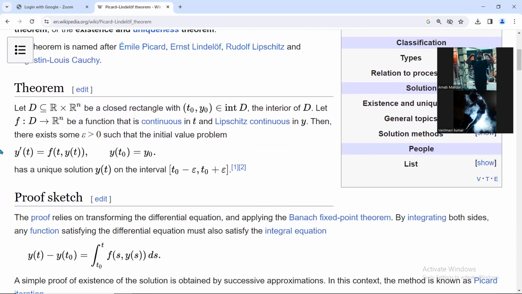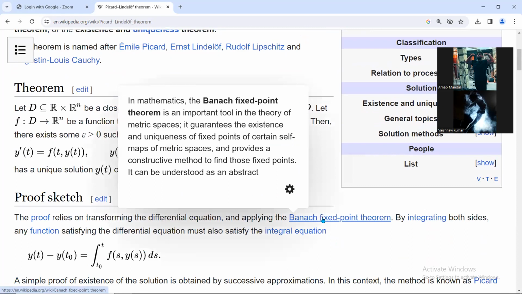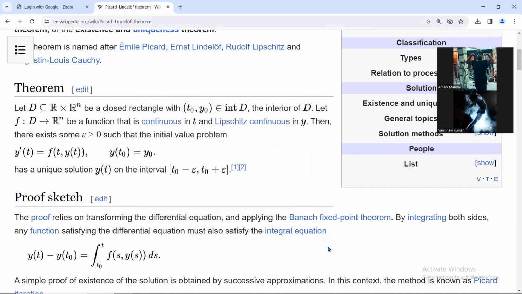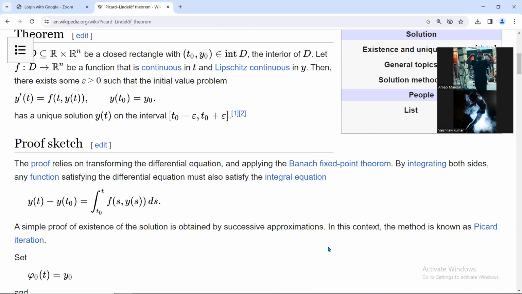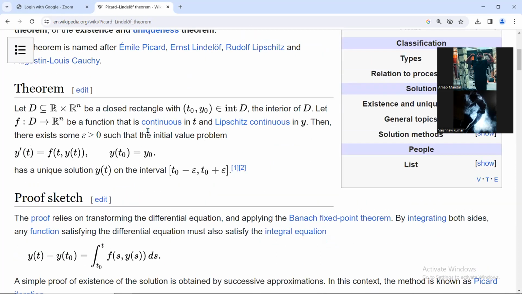Let's try to understand the statement. The proof is very interesting. It's based on the Banach fixed point theorem, which is very simple, a very simple fixed point theorem. Very beautiful, but let's come one step at a time.